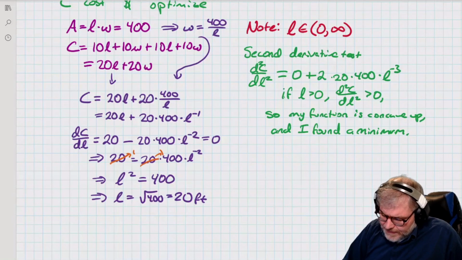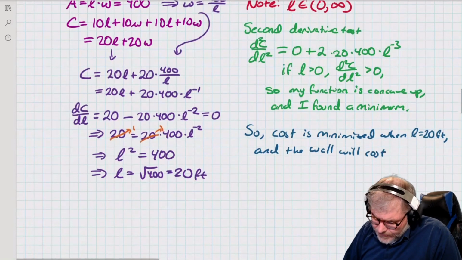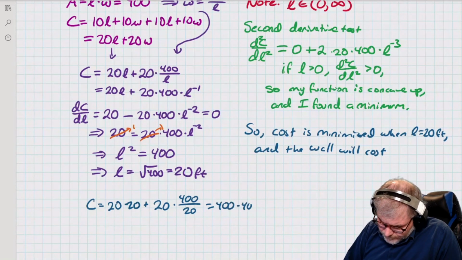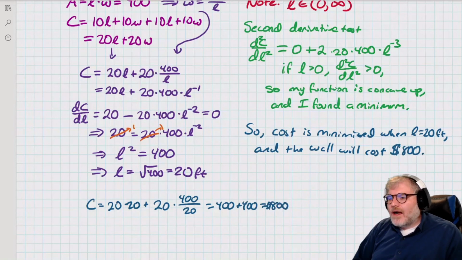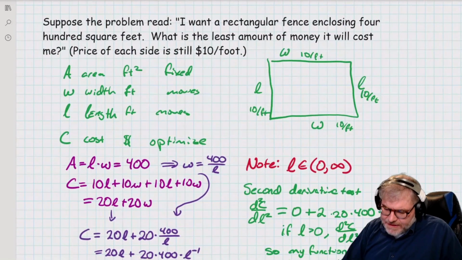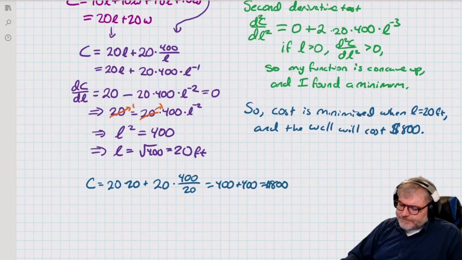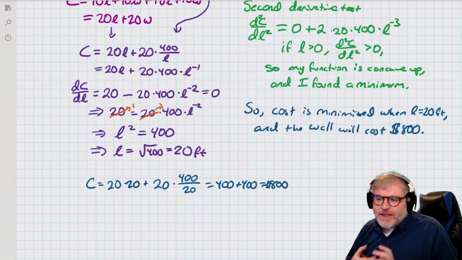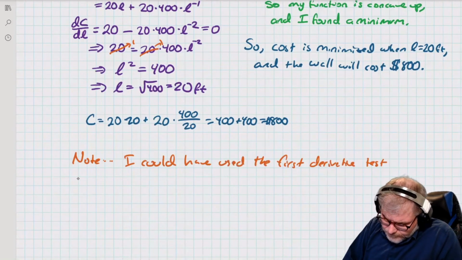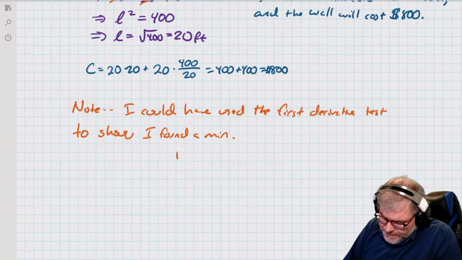Now I just finished my thing. Oh, I forgot to calculate what the wall will actually cost. So that's the final answer. Remember, I wanted to check what's the least amount of money it will cost me: $800. Okay. So that's how you do minimization. And again, I could have set it up just like I did with the increasing and decreasing.